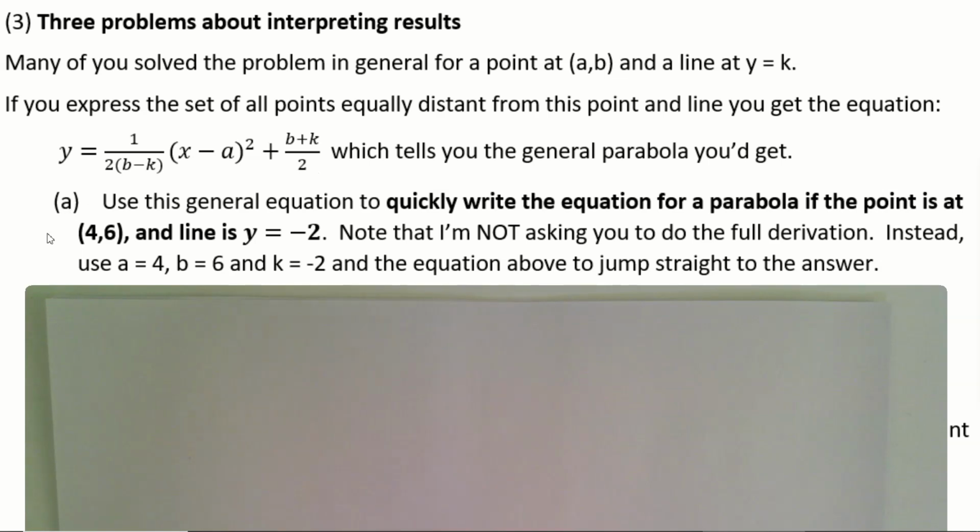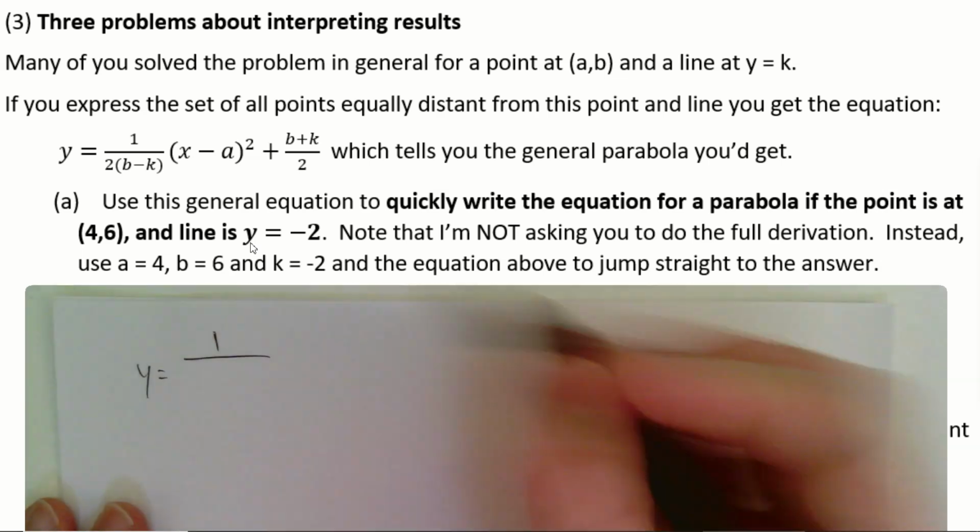Let's do the actual questions I've asked, though. So let's use this general form to quickly write the equation for a parabola if the point is at 4, 6 and the line is at -2. So rather than do the derivation, we can just plug in those values for a, b, and k here, and just immediately get the equation for a parabola where all the points are equally distant from (4, 6) and y equals -2. So let's plug in.